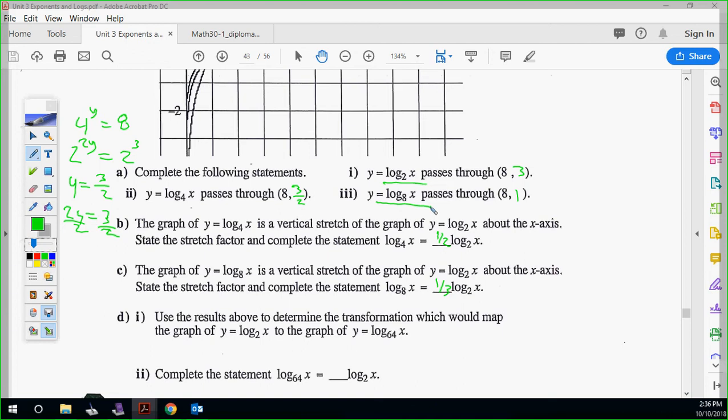If you're confused, it's okay. We got a little more time. Use the results above to determine the transformation which would map log base 2 of x to log base 64. So now this is what Jake was just helping us with. We don't need to do log 64. We know that 64 is 2 to the what? 6. So then what goes there? 1/6. Good job.